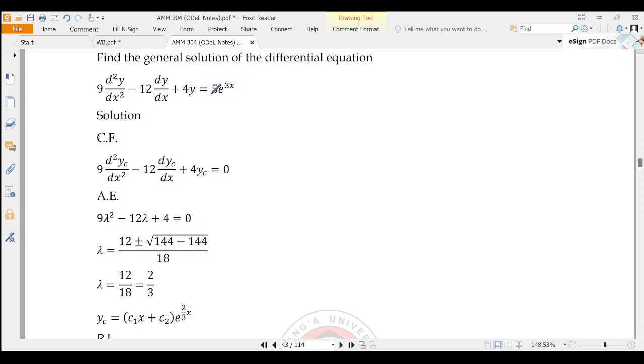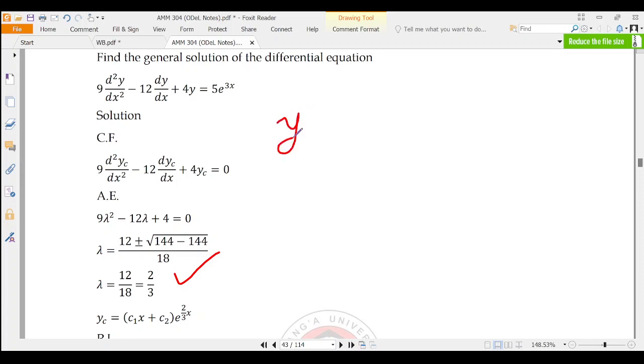So first we replace the right-hand side with 0. We get a homogeneous differential equation. Then obtain the characteristic equation, which will be 9 lambda squared minus 12 lambda plus 4. We solve that using the quadratic formula. We get the roots. Now, we get only one root here, meaning that the roots of the characteristic equation are equal.